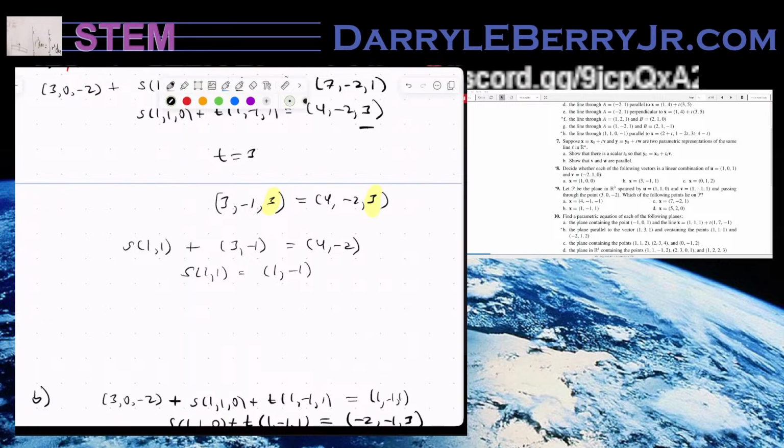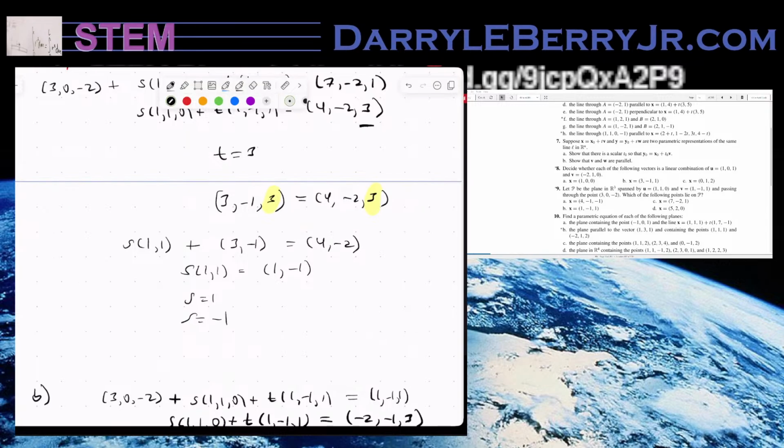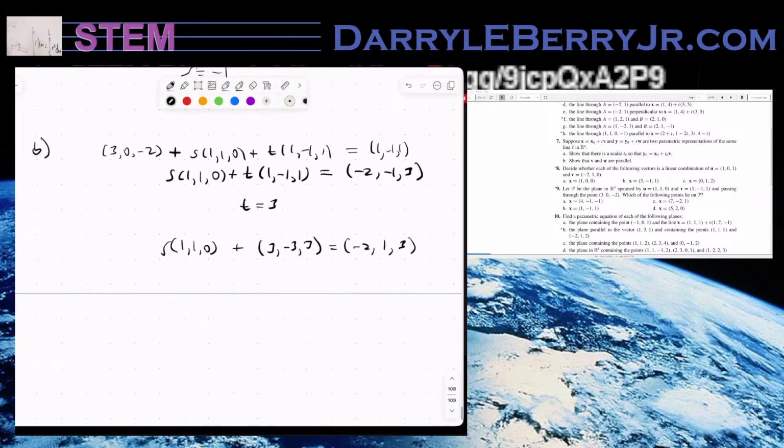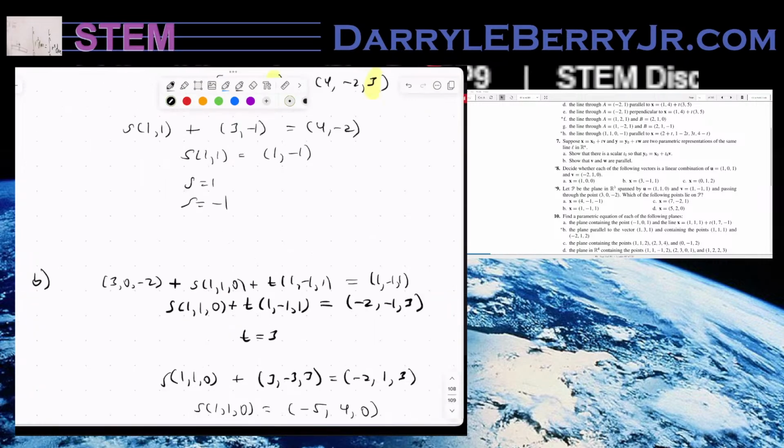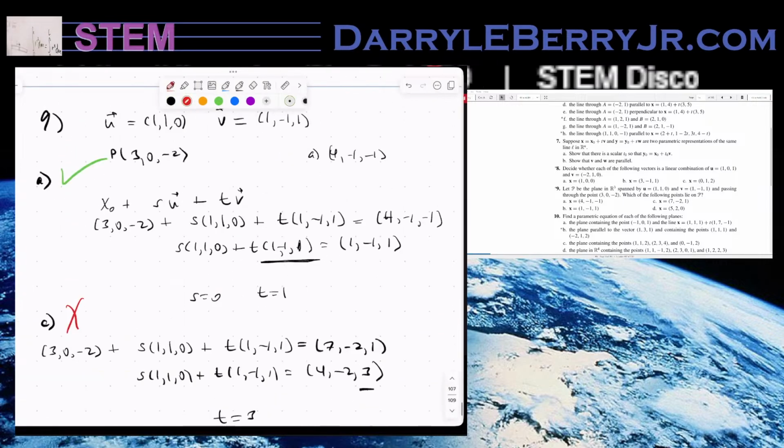Which still doesn't work. Now I have S equals 1 and S equals -1, which doesn't work. But it still is slightly different. So I have to remember that I need to bring this over. So it's actually S 1 1 0 equals -5, 4, and 0. And still, this doesn't seem to work either. There's nothing that's going to make S equal -5 and S equal 4. So we'll say B doesn't work. So B and C don't work.